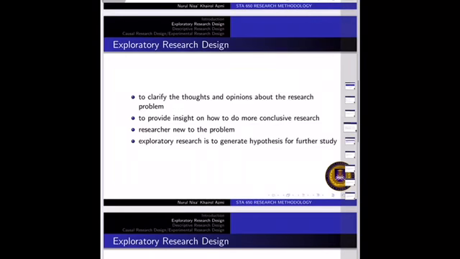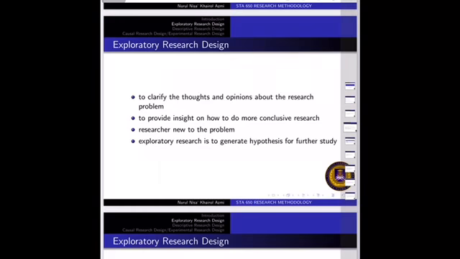So the first research design, exploratory research design. Synonymous with its name, exploratory means that we want to explore something new, or we want to clarify an ambiguous problem in a particular situation, to clarify the thoughts and opinions about the research problem.